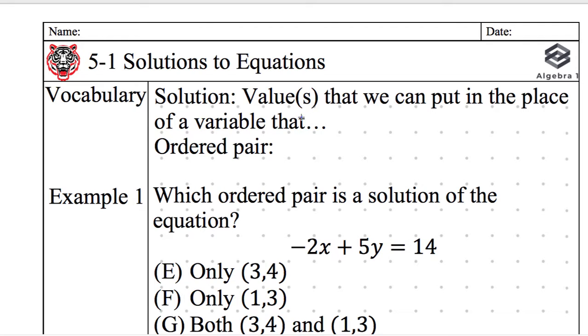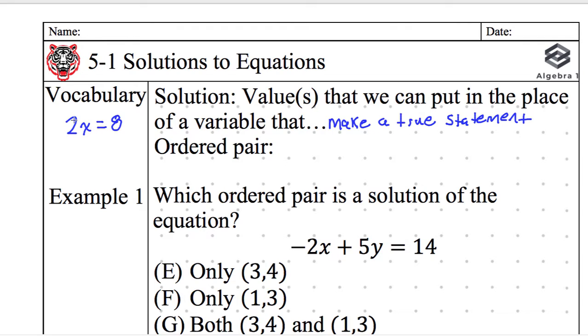So it's a value or values, depending on how many things we're substituting in, that we can put in the place of a variable that make a true statement. So, right, make a true statement. And we know this before. Like if I had 2x is equal to 8, for example, you don't need to write this down.